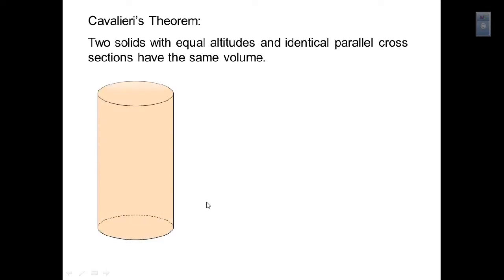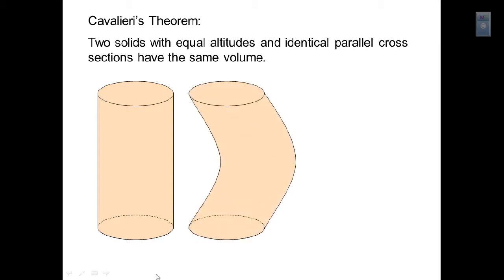All right, now there is a little theorem, and you won't use this, but it's a nice little thing to know because it can simplify a problem that you have to do. It's called Cavalieri's Theorem, and it says that two solids with equal altitudes or heights and identical parallel cross sections have the same volume. So we're looking at a cylinder here. That would be the simple version.